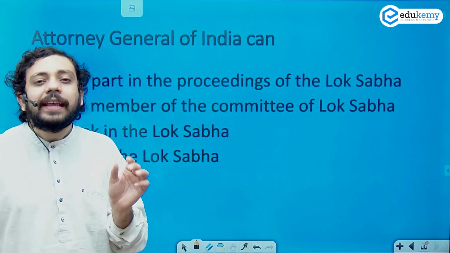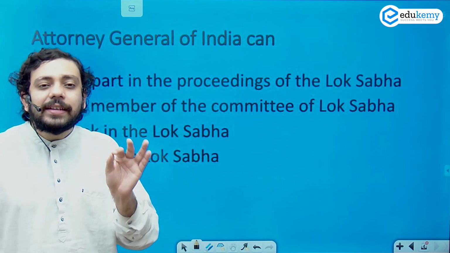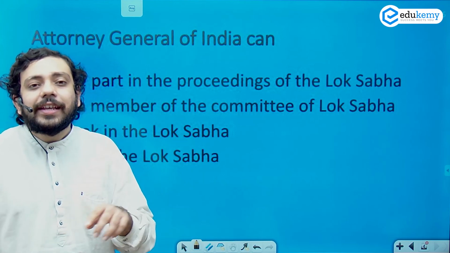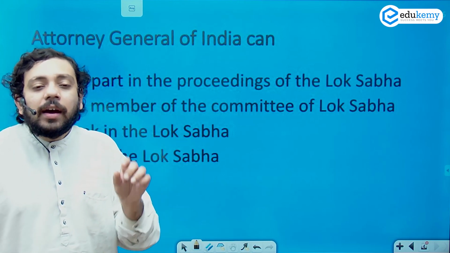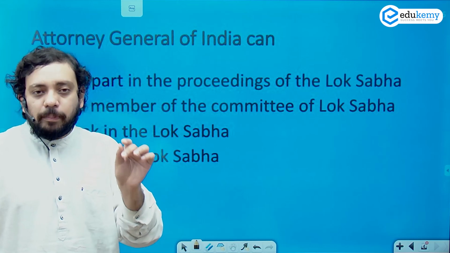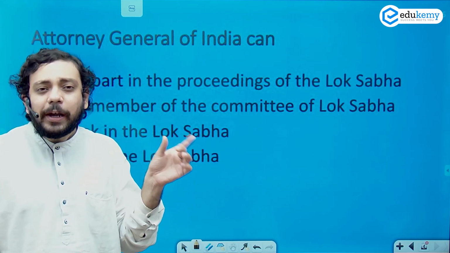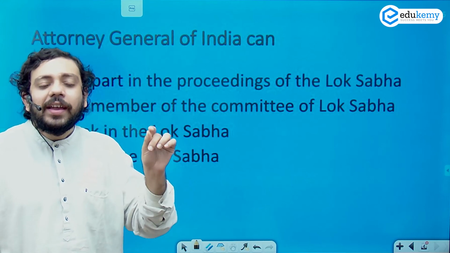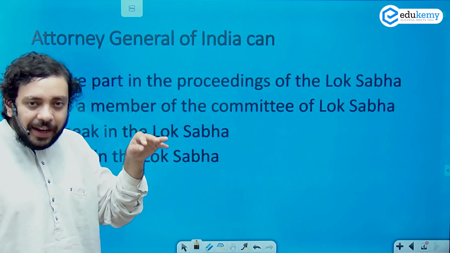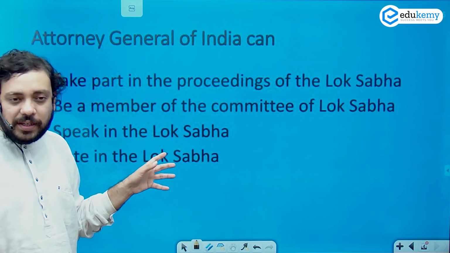But there is one key distinction. The one key distinction is that attorney general is not necessarily supposed to be a part of the parliament. That is what makes the difference. You know what I'm trying to indicate at? This is a kind of a revelation of understanding a concept from this very simple looking question.